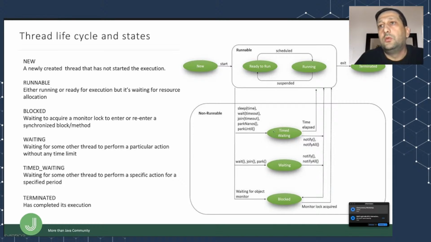Timed waiting. If we want to set the state to timed waiting, we can use sleep, wait, join, and other methods. And after the time elapses, its state changes to runnable. Waiting also: to change to the waiting state, we can use the wait and join methods, and after another thread notifies this thread using the notify or notifyAll method, it changes the state to runnable. And blocked state is waiting to acquire a monitor lock, to enter or re-enter a synchronized method.